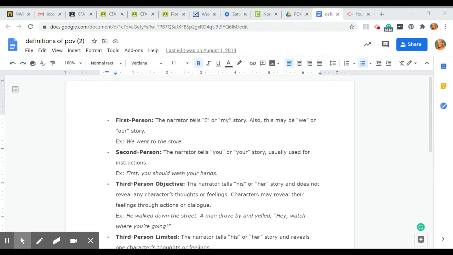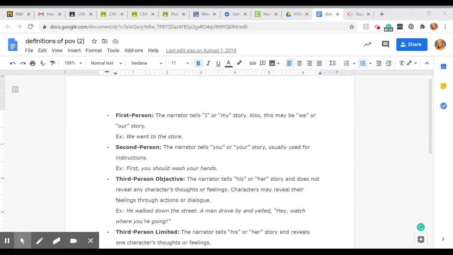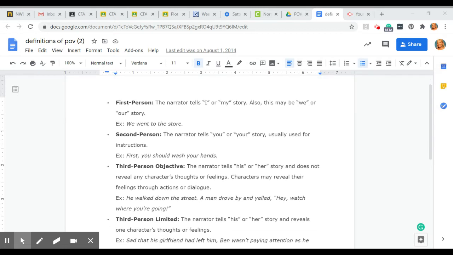Second person is when they're talking directly to you, like instructions, a recipe, a self-help book, or a choose your own adventure book. For example, first, you should wash your hands. If they're giving any sort of instructions, or it sounds like a to-do list, you're going to know that it's automatically second person.